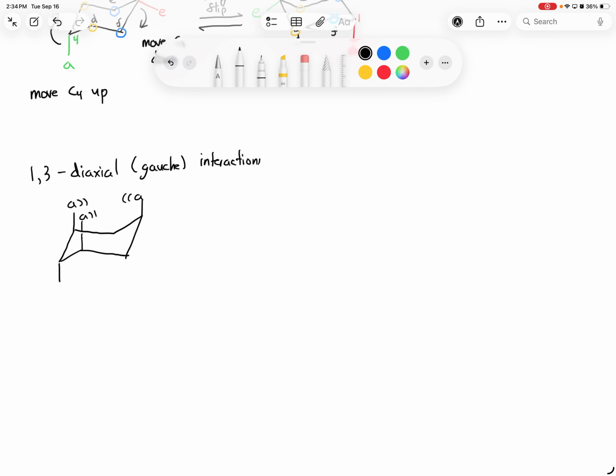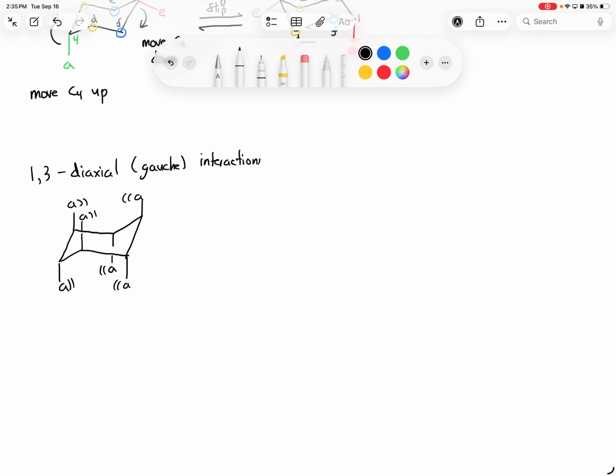And you have that on the top face of the ring and the bottom here. So you also have it on the bottom here, here, and here. All of these are interacting with each other. So that's 1,3 diaxial strain.